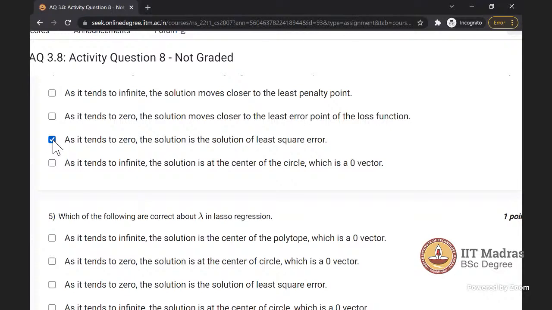Option number 2, as it tends to 0, the solution moves closer to the least error point of the loss function. But since the loss function has a penalty term also, then it is not going to be true. But the penalty term will become 0, no? Yeah, yeah. So this will be true. B will be true, as penalty lambda tends to 0.